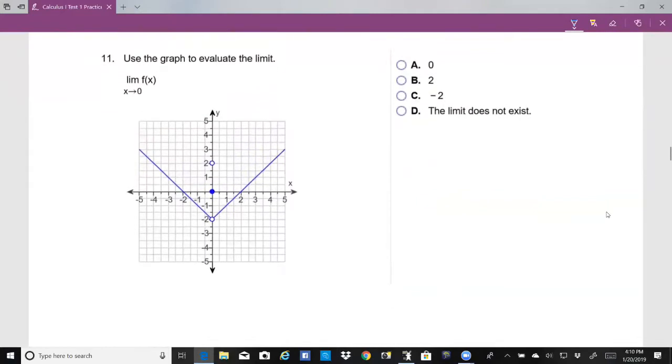Now, number 11, we want to find the limit of f of x as x approaches 0. Notice f of 0 is equal to 0.